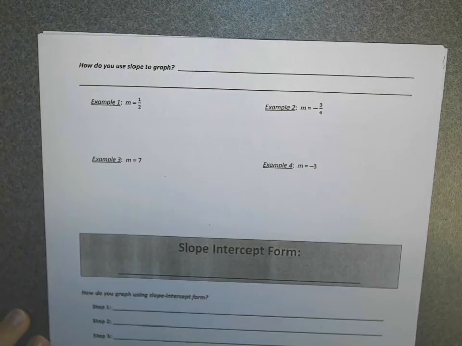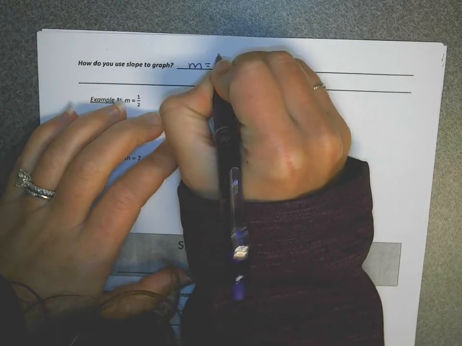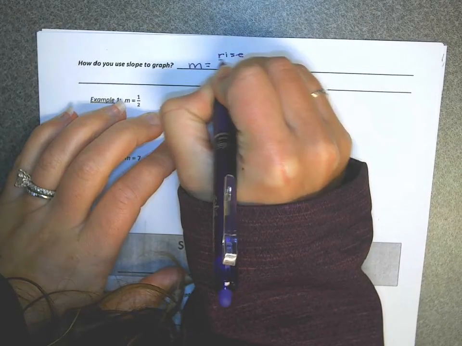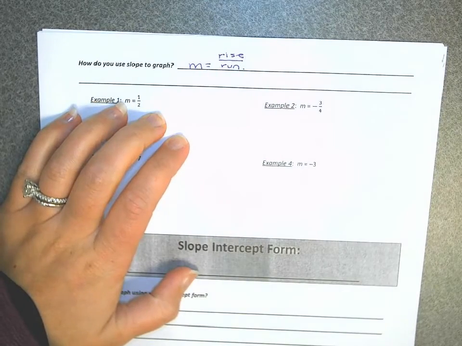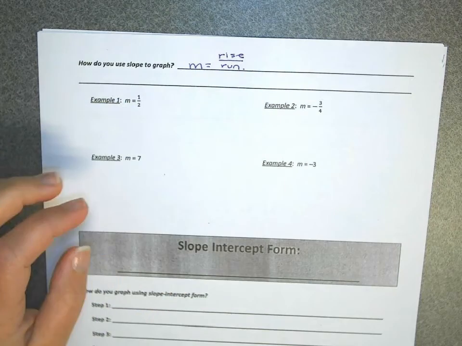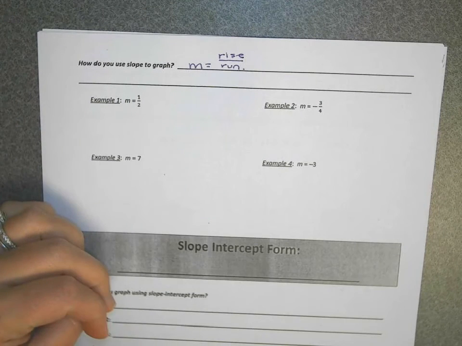Okay, you can use the slope because slope is rise over run. So if you have one point, you can use the slope to tell you how to find another point. So we're going to practice that here.